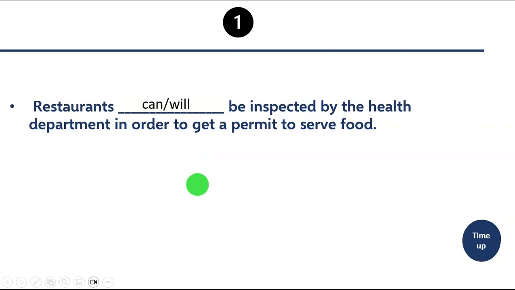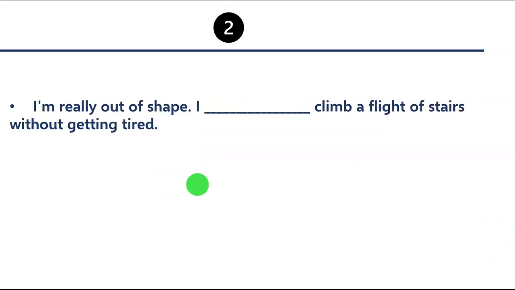Alright, let's move on to number 2. I am really out of shape. I dash climb a flight of stairs without getting tired. Which modal verb should you use out here to correct this sentence, to make this a complete sentence? Your 10 seconds start now.